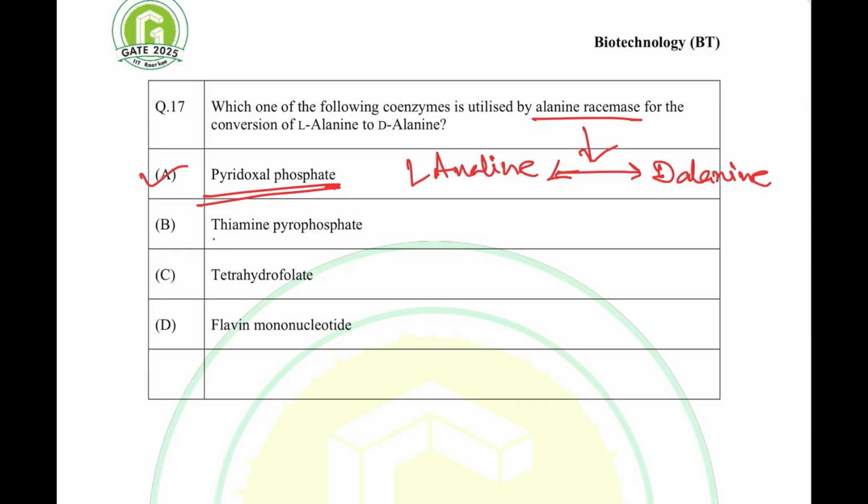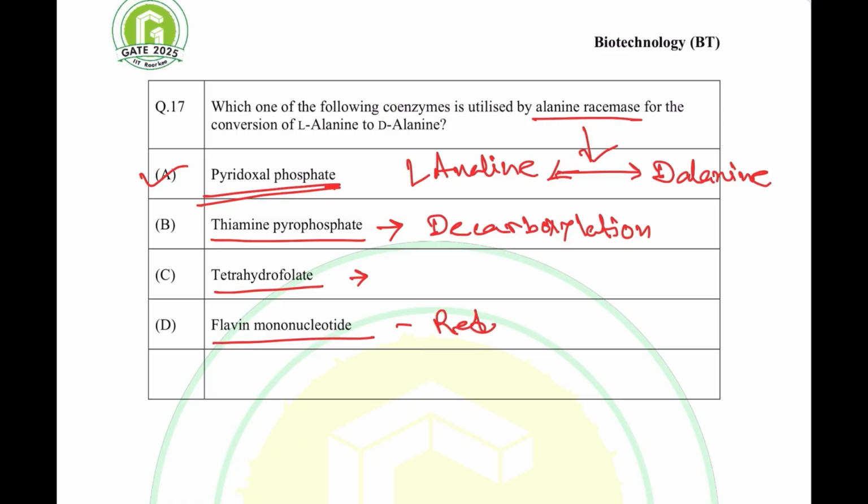And if we talk about the other options, thiamine pyrophosphate is involved in decarboxylation reactions, and tetrahydrofolate is for one-carbon transfer reactions, and flavin mononucleotide is for redox reactions.